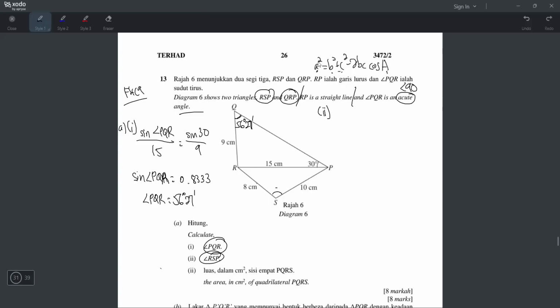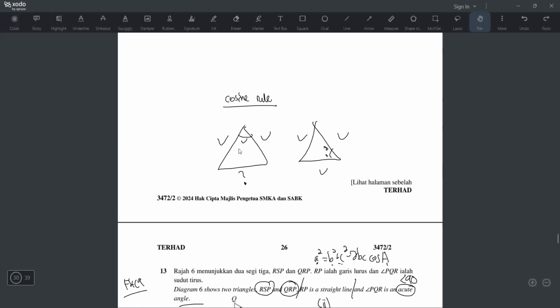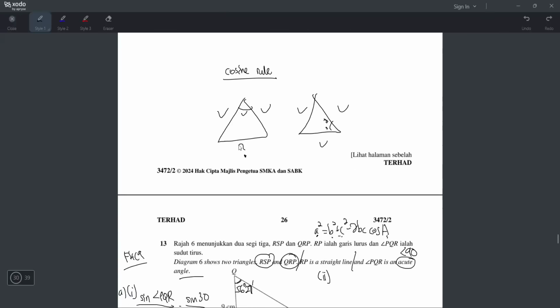Okay, how to know which one is the A? If you want to know which one is A, you tengok siapa opposite angle. So for example, I said got two case, right? One case is used to find the side, one case is used to find the angle, right? So if you want to know siapa small a, you look at the siapa opposite angle. So this is the angle, right? Okay, then this is the A, for this case. And then what about this? This is the angle you want to find, right? So this is the A lah.